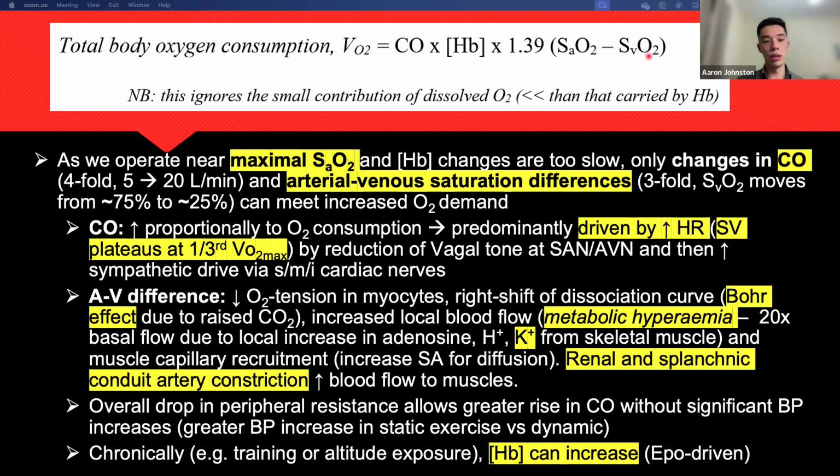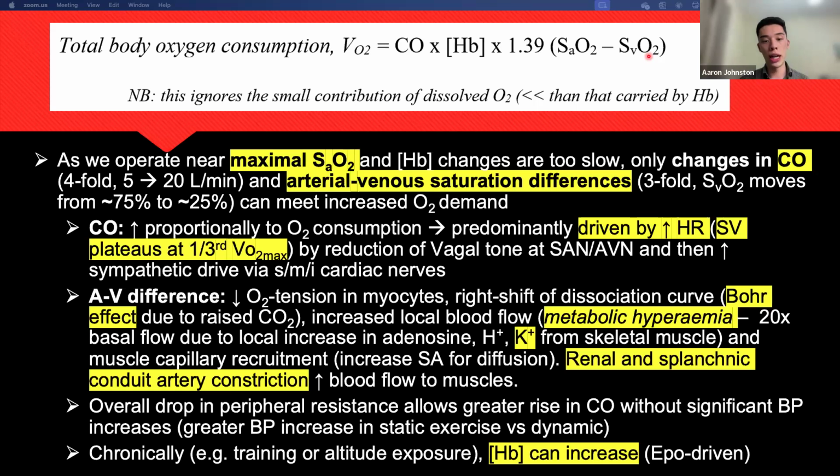This happens due to reduced oxygen tension in myocytes. So more oxygen is sucked out of the blood. So what leaves the muscles is going to have less oxygen. There's also the Bohr effect. So remember, this is a right shift in the oxygen dissociation curve, and this is driven by an increase in the local carbon dioxide concentration.